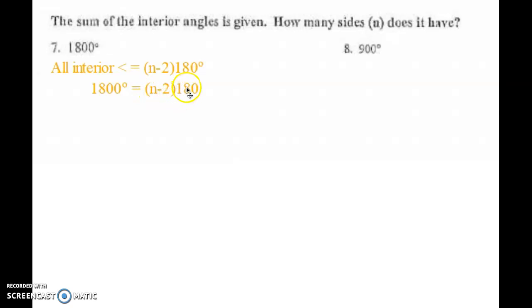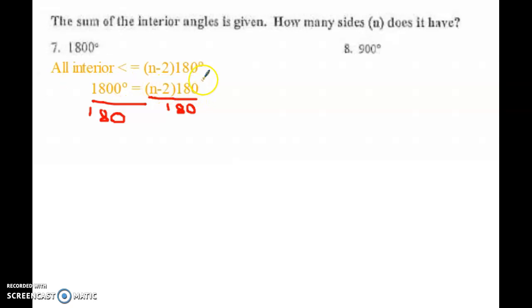Now, some of you are probably saying, well, let's go ahead and distribute this. And you could do it that way, but it's going to take you a little bit longer and give you bigger numbers. So an easier way would be to simply divide by 180. And whatever you do to one side, you have to do to the other. And I'm sorry my writing's not the best because I'm using my mouse. And notice what happens over here.